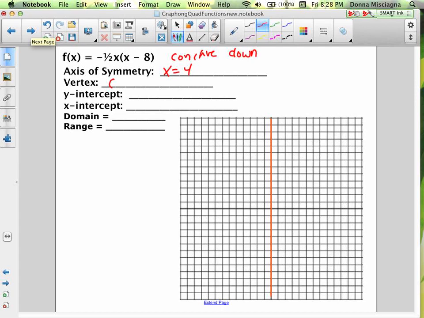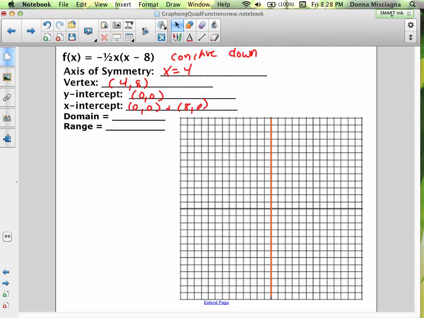Our vertex, right? Remember we added 8 and 0 divided by 2. That gave us the 4. And if we plugged 4 in, we got the point 4, 8. That was our vertex. The y-intercept, that was 0, 0, which was also one of our x-intercepts. And then the other one was 8, 0. Let's graph our points.